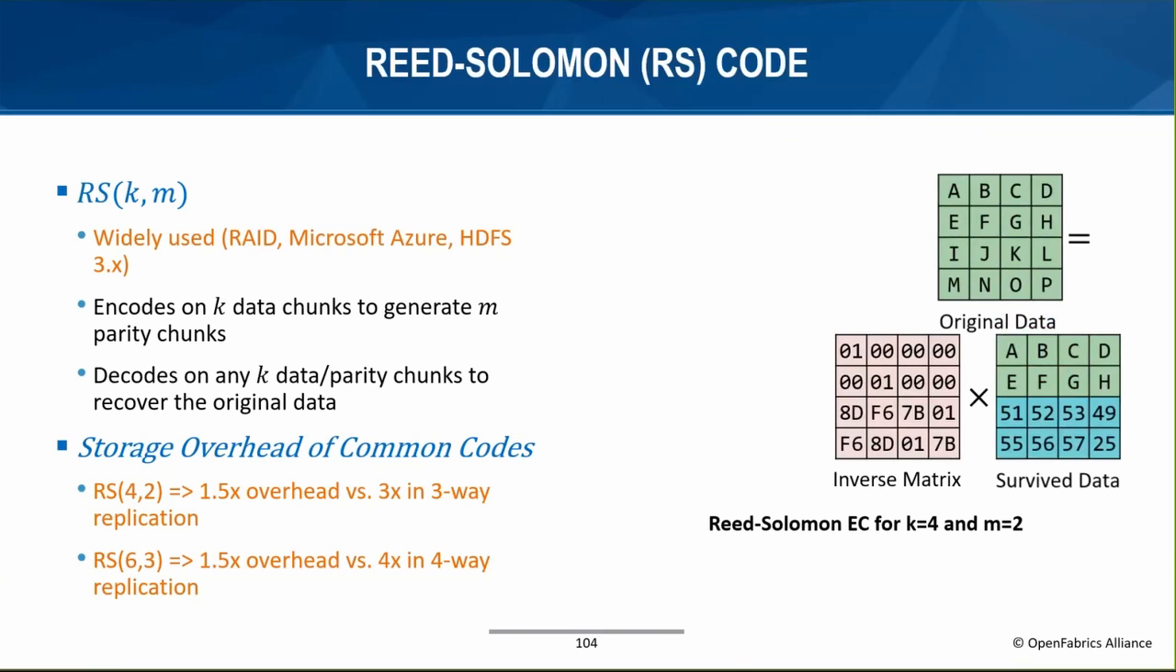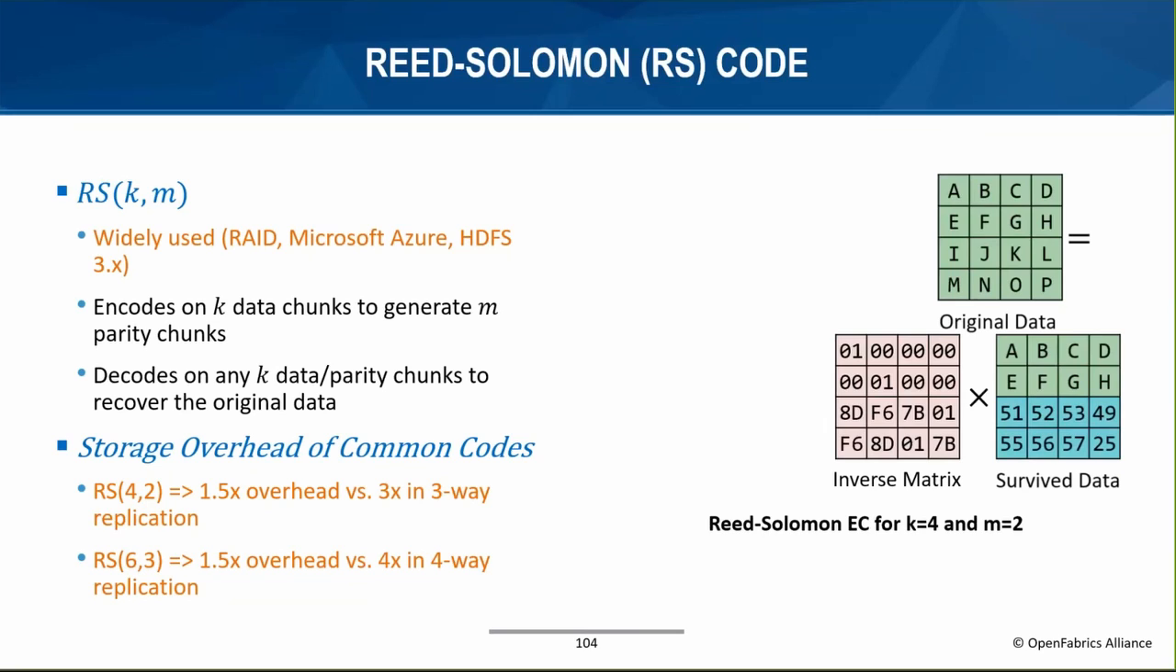In this case, only the original data will be left on the left side. We finally get the original data chunks from the survived chunks by multiplying the inverse matrix with the survived data. The advantage of using EC in this case is low storage overhead for widely used configurations like RS(4,2) and RS(6,3).